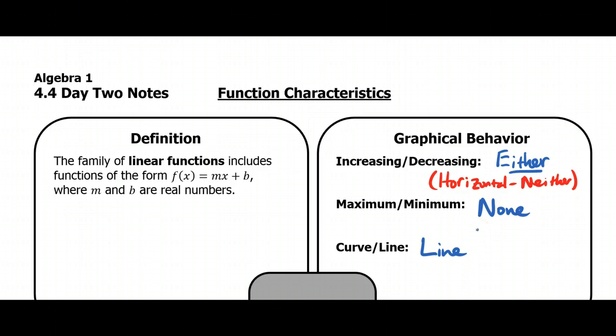Last thing I want to look at is how you tell an equation is a linear function just by looking at the equation, not going through and graphing it. And so up here in the definition, I'm telling you that the family of linear functions includes functions of this form, f of x equals mx plus b, where m and b are real numbers. In an equation, m and b would both be actual numbers. And so you could come up with several different examples to fit this form right here.